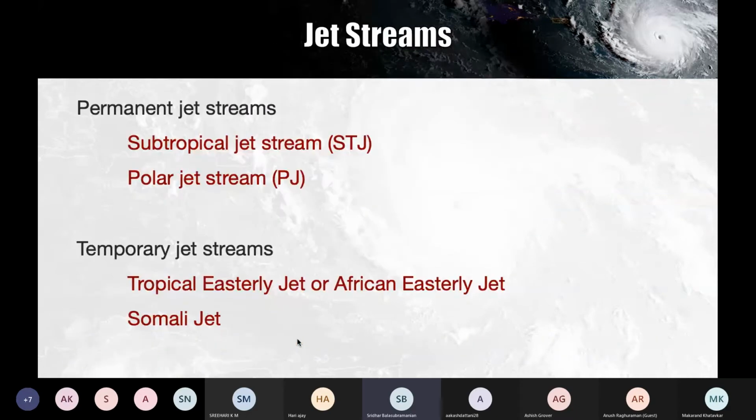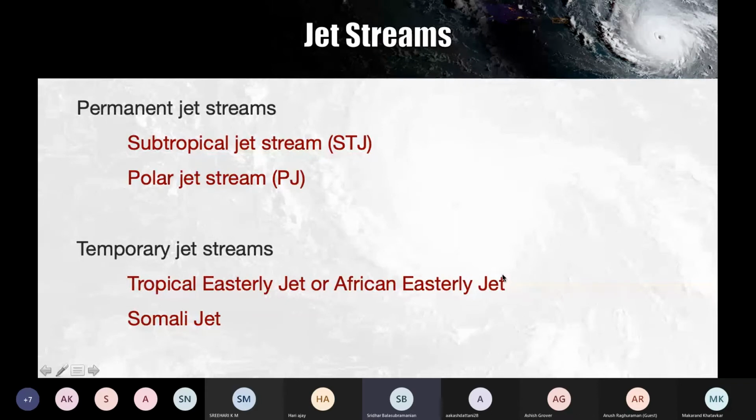All right. So when I talked about jet streams, there is a further bifurcation, which is permanent jet streams, which are the subtropical and polar jet streams, which are always present throughout the year. And there are temporary jet streams like the easterly jet or Somali jet, which only make their presence felt during the monsoon period. So during the monsoon, there is this strong jet which moves from Somalia to India. That is the jet that actually brings a lot of moisture. And that is a temporary jet stream, because after the monsoon season is over, it kind of goes away.